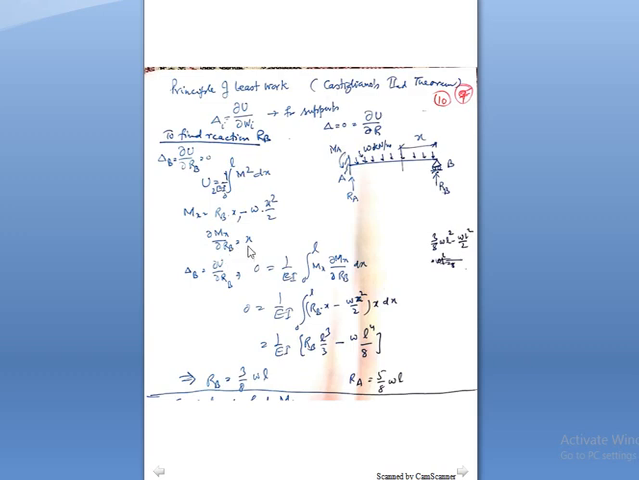The derivative of Mx with respect to RB will be x. Therefore delta at B, which is already known to us, that is 0, must be equal to the partial derivative of the strain energy with respect to RB, which is the integral of Mx into del Mx over del RB into dx. Substituting the value of Mx also like this, we find the answer, and RB will be solved. When you substitute the value of RB, RA will be equal to the total load applied minus RB. So this one example we have taken.